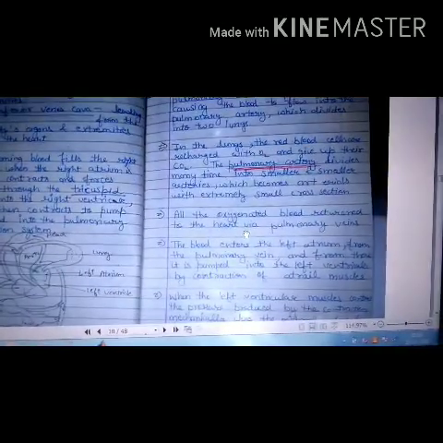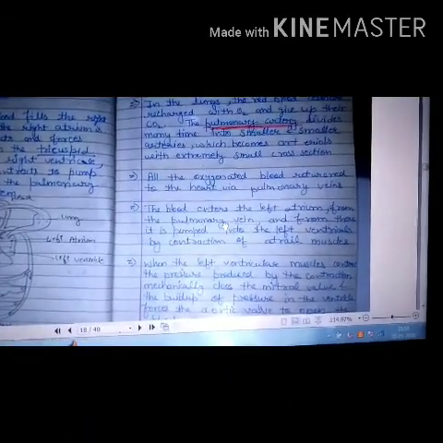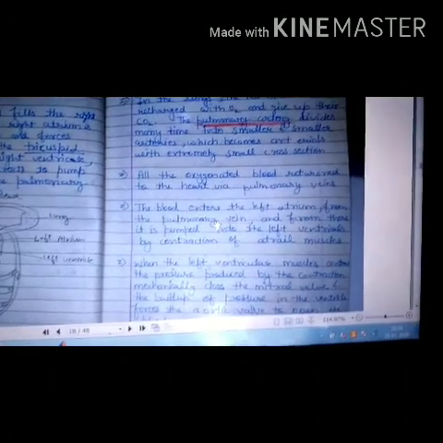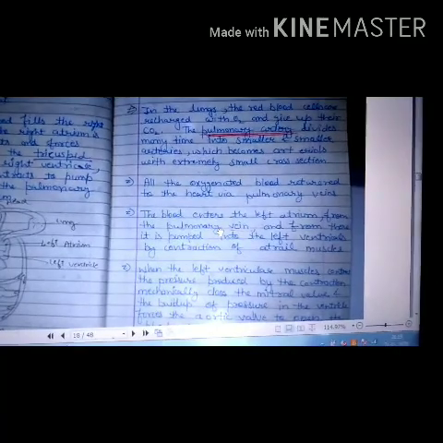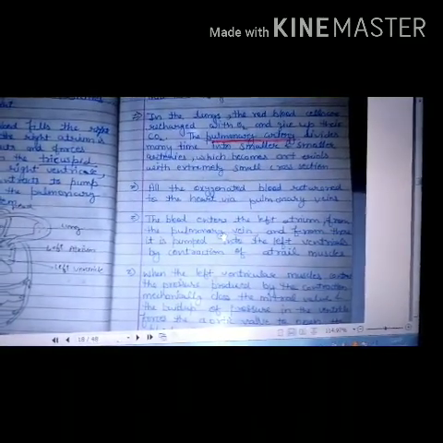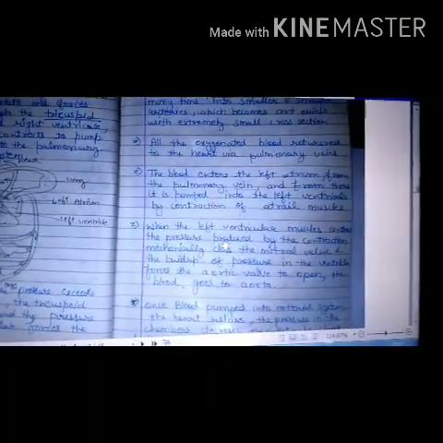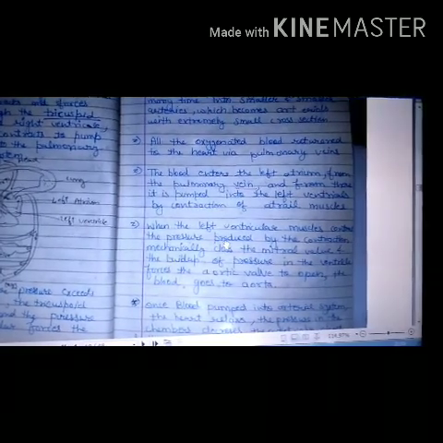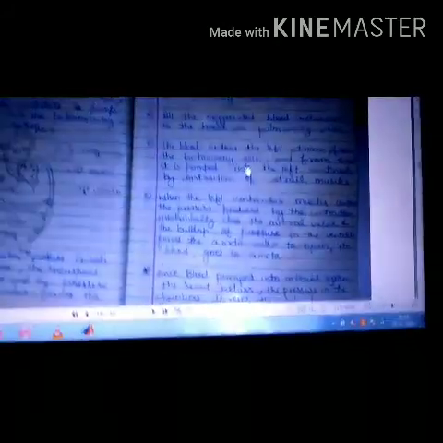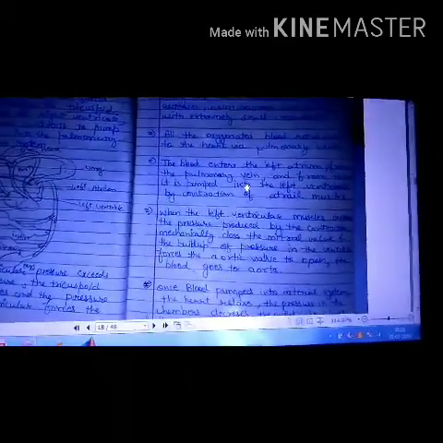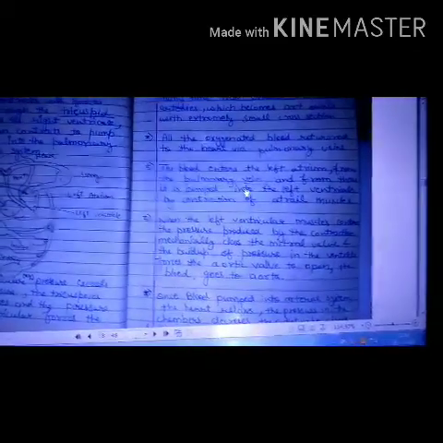Okay, and the blood enters the left atrium from the pulmonary vein, and from there it is pumped into the left ventricle by contraction of the atrial muscles. Now again the atrium gets filled with blood through the pulmonary veins, then it contracts and fills the left ventricle. Now when the left ventricle muscle contracts, the pressure produced by the contraction closes the mitral valve and builds up the pressure in the ventricle, forces the aortic valve to open up, and the blood goes into the aorta.